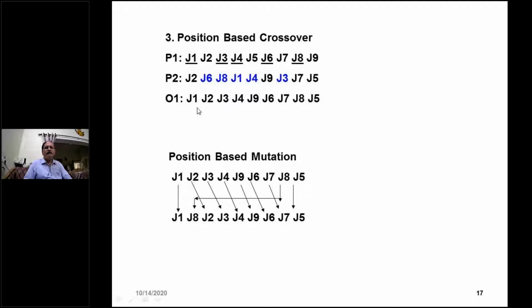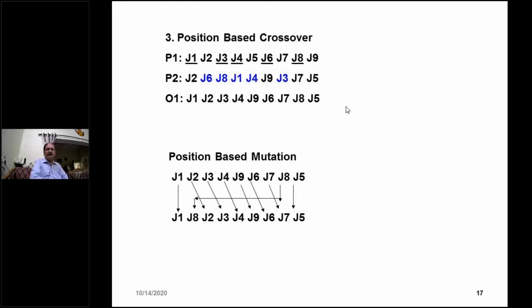So in P1, J1 position is not to be changed, J3 is not going to be changed, J4 is not going to be changed, J6 is not going to be changed, J8 is not going to be changed, and that we have highlighted in parent 2. What is the rest left? So J2, J9, J7 and J5. So you fill in these blanks. So that is the position based crossover, which is widely used.